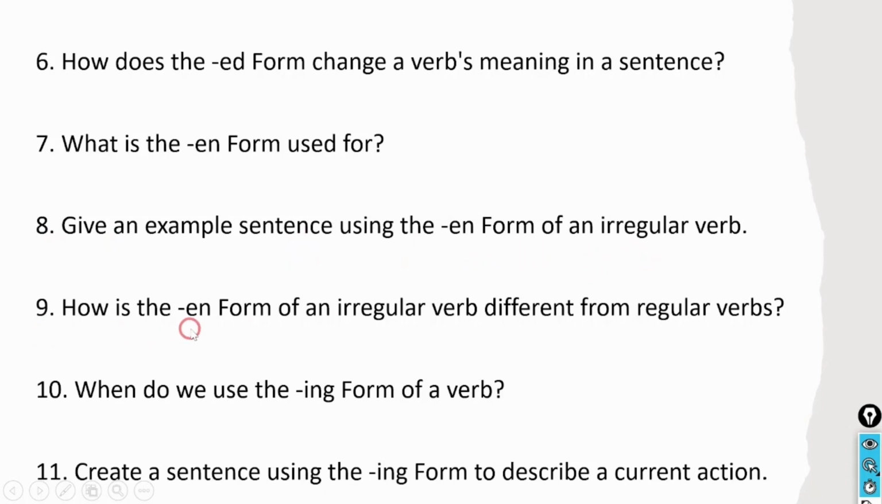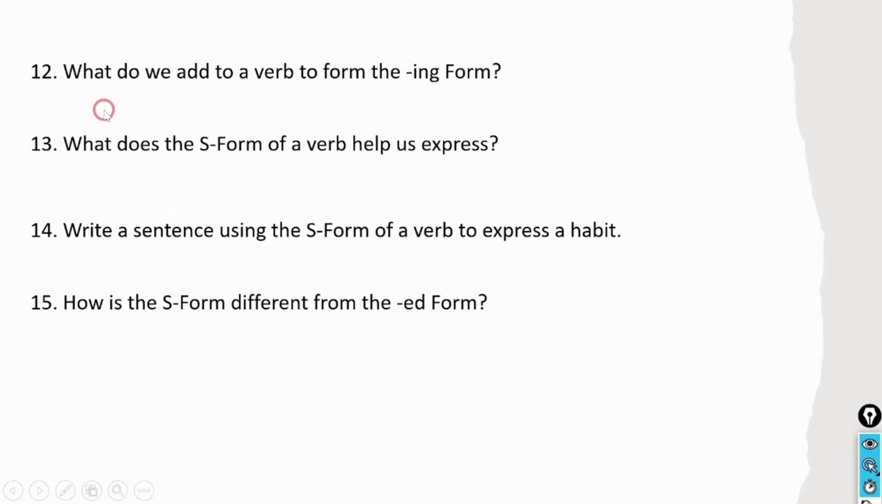Then 9, how is the en form of an irregular verb different from regular verbs? Then 10, when do we use the ing form of a verb? Then 11, create a sentence using the ing form to describe a current action. Then 12, what do we add to a verb to form the ing form? Then 13, what does the S form of a verb help us express? Then 14, write a sentence using the S form of a verb to express a habit. Then 15, how is the S form different from the ed form?